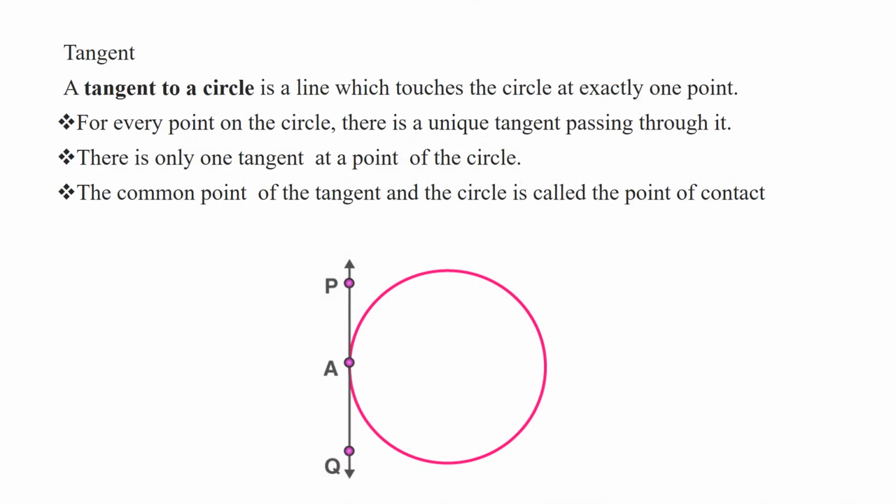Based on case 2, we have seen the circle and a line just touches the circle. So for this line we can say tangent. A tangent to a circle is a line which touches the circle at exactly one point. Here we can see the circle and the line touches at the point A, and the line PQ is called the tangent of the circle. We can say for every point on the circle there is a unique tangent passing through it. There is only one tangent at a point of the circle. The common point of the tangent and the circle is called the point of contact.